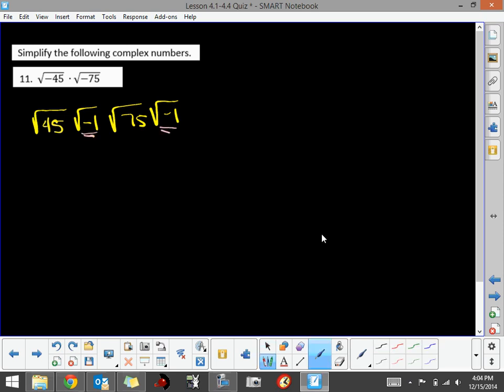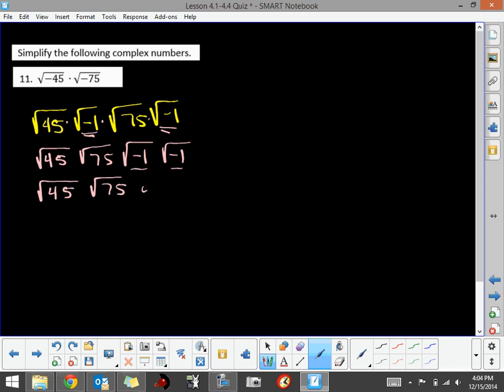So I'm going to rewrite in order: square root of 45 times the square root of 75 times the square root of negative 1 times the square root of negative 1. Multiplication is commutative, so I don't care what order I put them in. This way I can look at these square root of negative 1s together. And this is an i and an i, so it's i times i. And I'm going to convert that into i squared, like that. And I'm also going to make sure that I don't forget to reduce that i squared, so I'm going to take care of that right now.